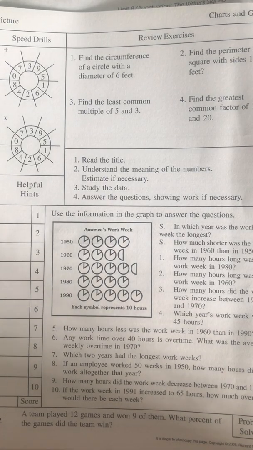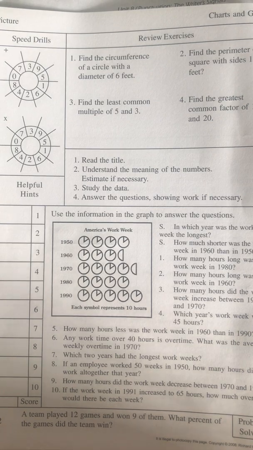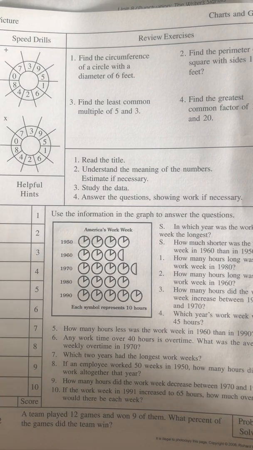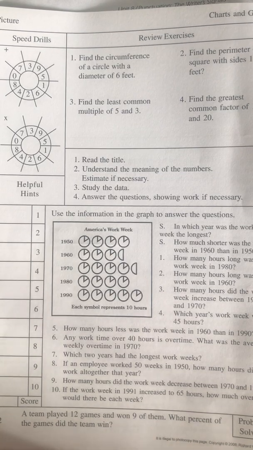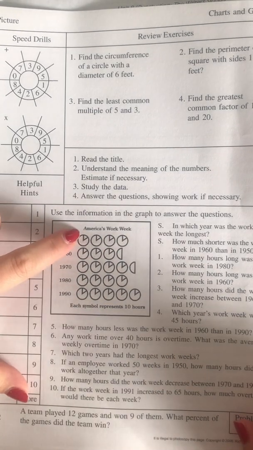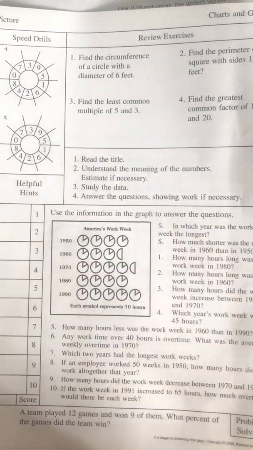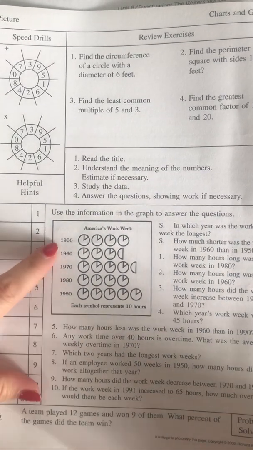So we're continuing still with our graphs, our charts and our graphs. Yesterday we started picture graphs and today we have a new picture graph. Instead of bikes, today we have little clocks. And this graph that we're going to be working with today represents an example of America's work week. So what did the typical work week in America look like in these years?